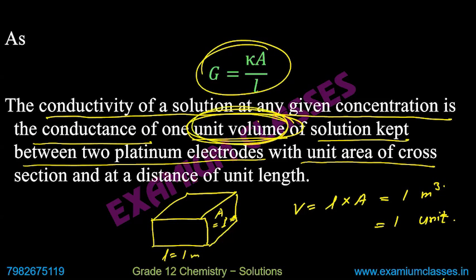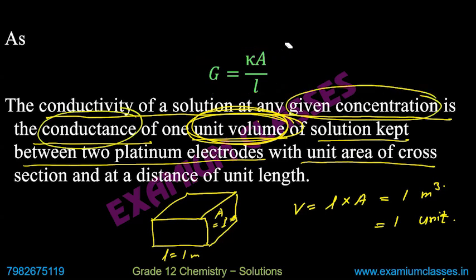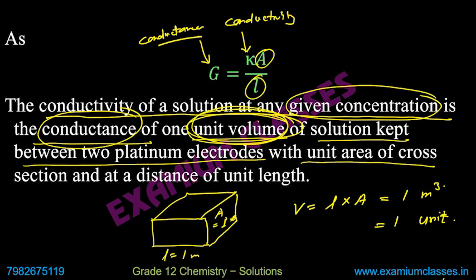The conductivity of a solution at any given concentration is the conductance. Conductivity will be equal to conductance when area is 1 and length is 1. And when area and length are unit, the volume will also be 1 unit. So that's why it is written here.